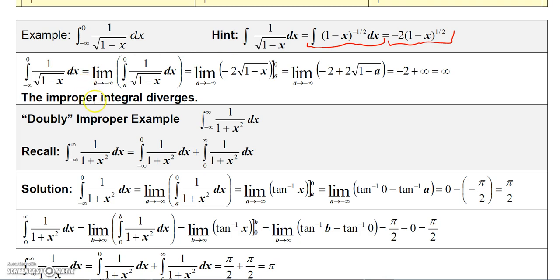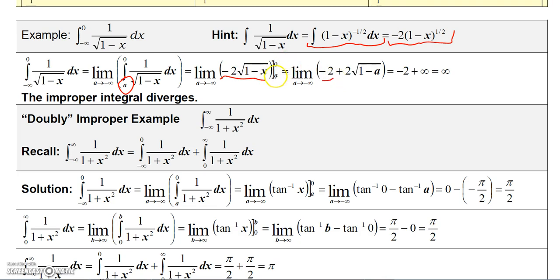So what I'm going to do is evaluate this integral, instead of from minus infinity to 0, from a to 0. Since I know that this integrates to minus 2 times the square root of 1 minus x, I'm just going to evaluate that from a to 0. And if you evaluate this at 0, you get minus 2. And so there's the minus 2.